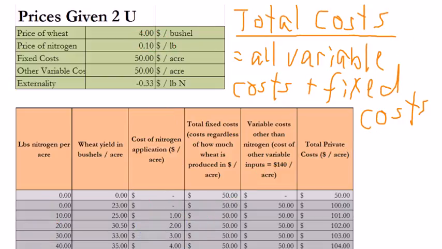The last thing we want to look at are the total costs. And in the table I called it total private costs. That may not mean anything to you right now, but private cost just means that that's the cost that the farmer pays. The total cost to the farmer is just going to be all the variable costs, the nitrogen and the other variable costs, plus the fixed costs. Of course, total cost, you just sum up all the costs.